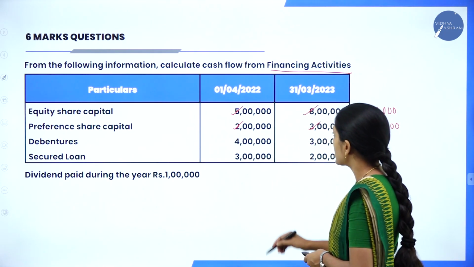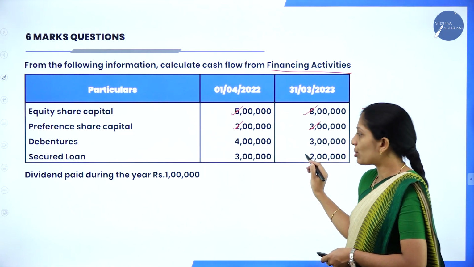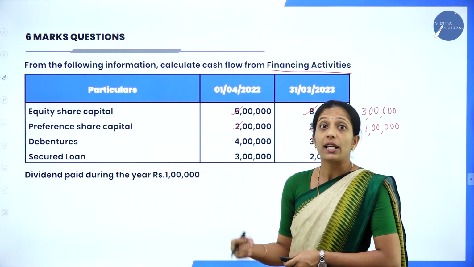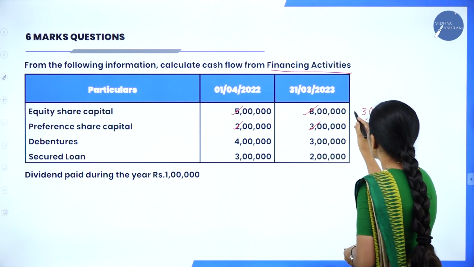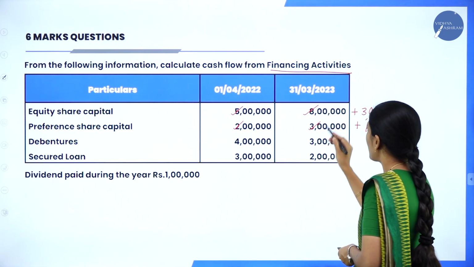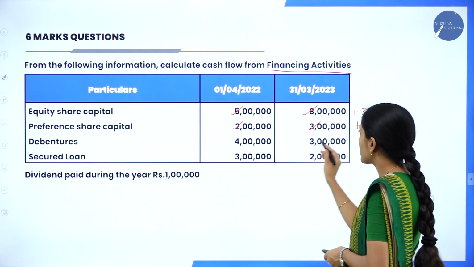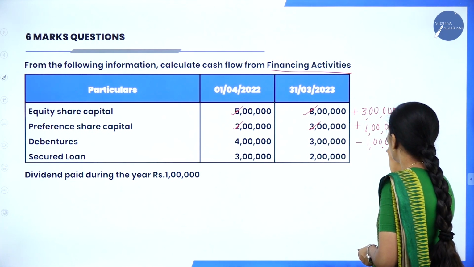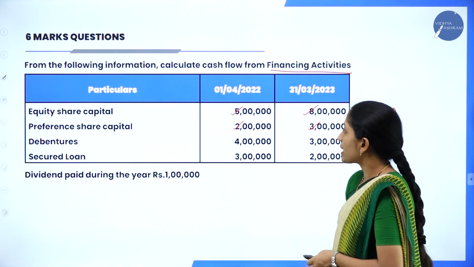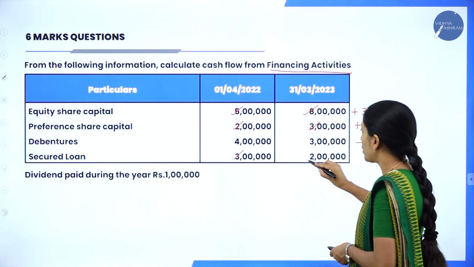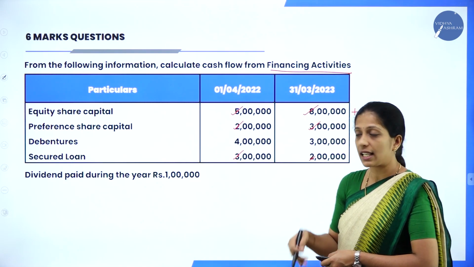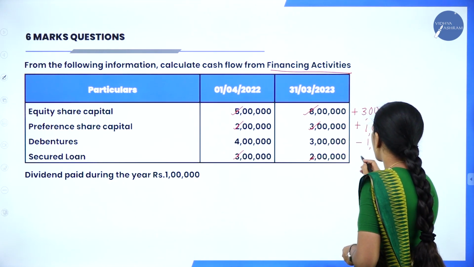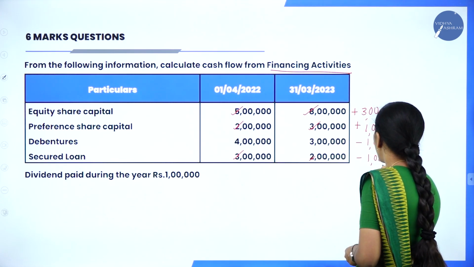Debentures 4 lakh it was. After that in 2023 it is 3 lakh. In the sense they have paid the debentures. So repayment of debentures. So this will be plus and this is also plus because it has increased. Whereas coming to the debenture it is minus 1 lakh. Because it has decreased. Secured loan, earlier it was 3 lakh, now it is 2 lakh, which means that decreased. So secured loan, they have paid the secured loan. So repayment of secured loan, that is minus 1 lakh.